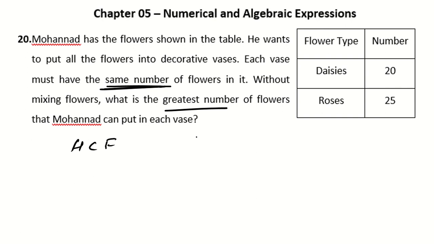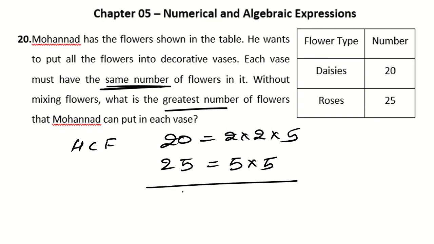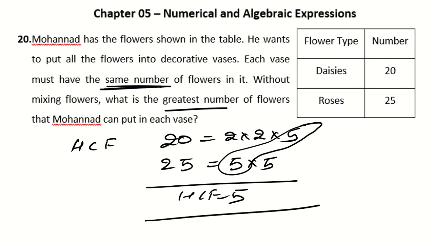So 20 is equal to 2 multiply 2 multiply 5, and 25 is equal to 5 multiply 5. So what will be HCF here? You see 5 is the common number. So here 5. Okay. So he will put 5 flowers in each vase, to make the number of flowers equal.